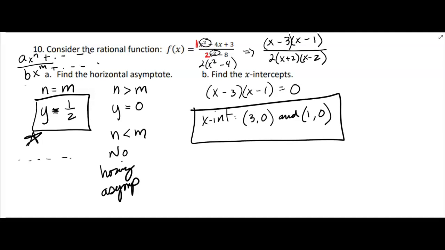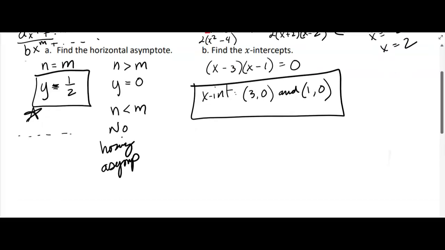Now, you might be saying, hey, what about that x plus 2 and x minus 2? I was all set to do something with that. Those would be the vertical asymptotes, would come from there. This question didn't ask about that, but I'll just go over it. You'd have one at x equals negative 2 and one at x equals 2. So I could have asked what are the vertical asymptotes, but that question wasn't on there.